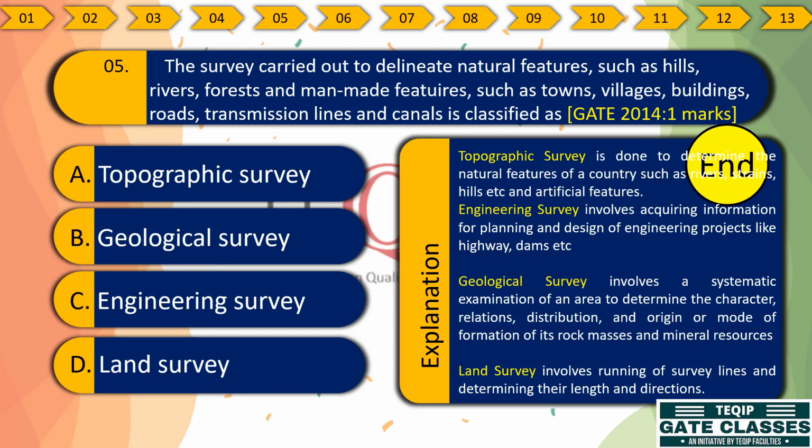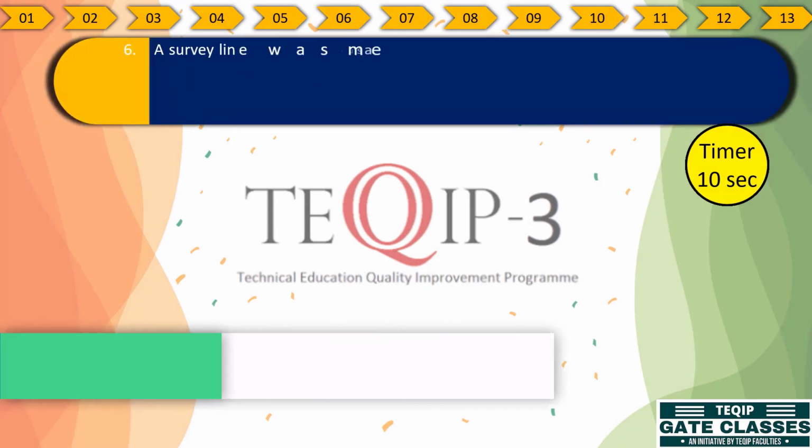So these are the concepts. After getting these concepts, we know that the topographic survey is done to determine the natural features. So our answer is topographic survey. Okay, remember these concepts to answer future questions. So come to the next question, question number 6.